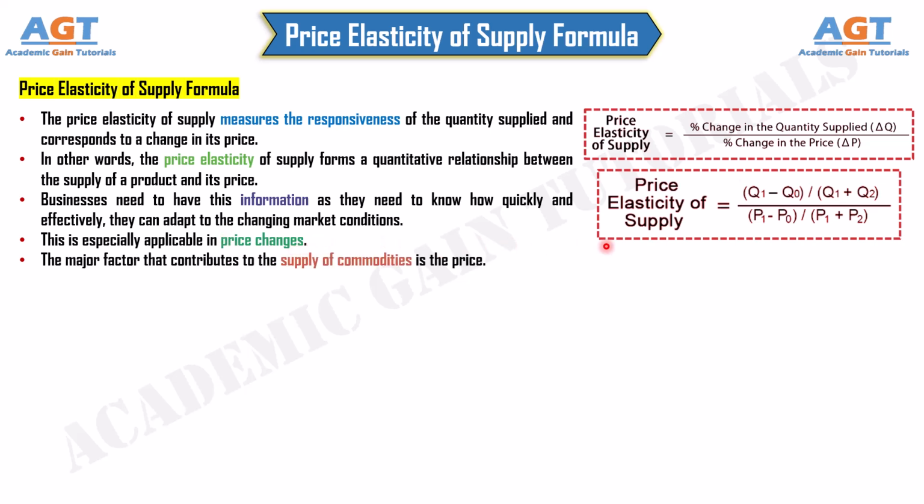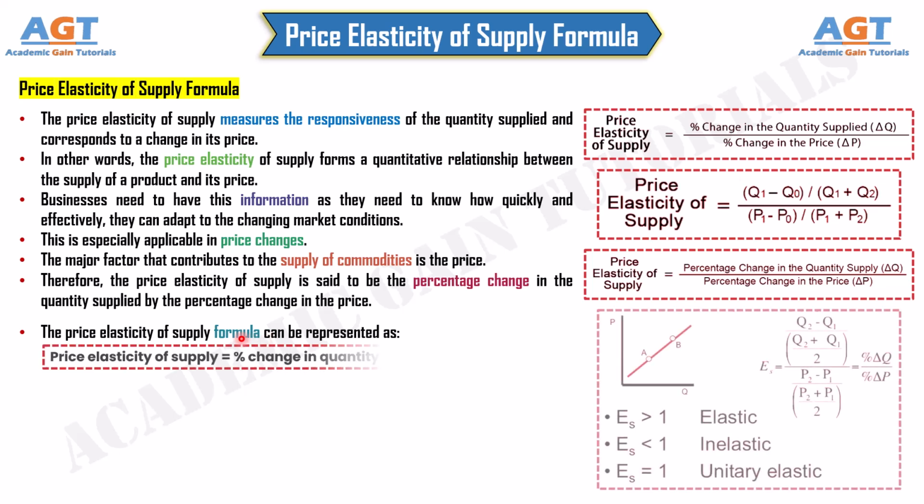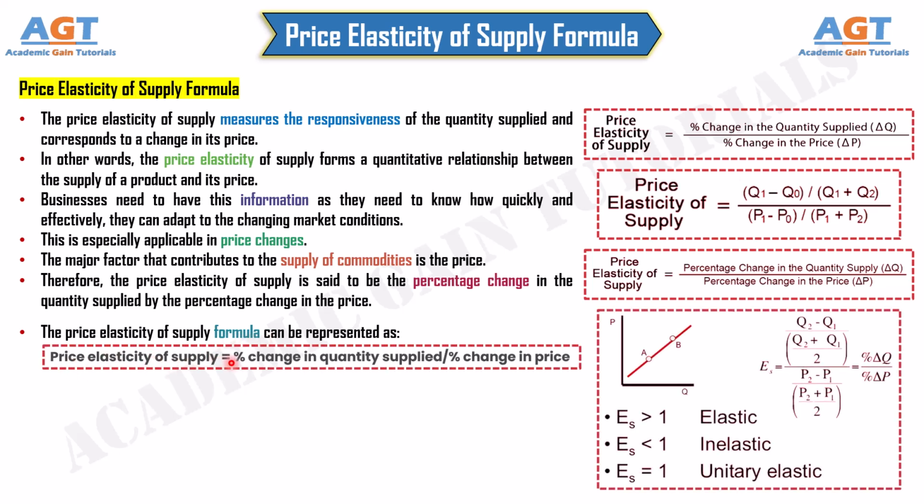The major factor that contributes to the supply of commodities is the price. Therefore, the price elasticity of supply is said to be the percentage change in the quantity supplied divided by the percentage change in the price. The price elasticity of supply formula can be represented as price elasticity of supply equals percentage change in quantity supplied divided by percentage change in price.